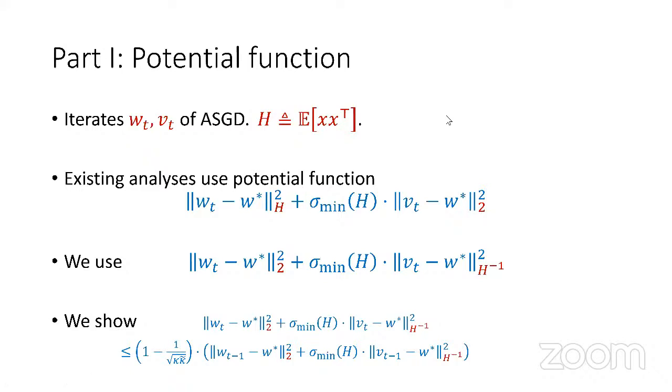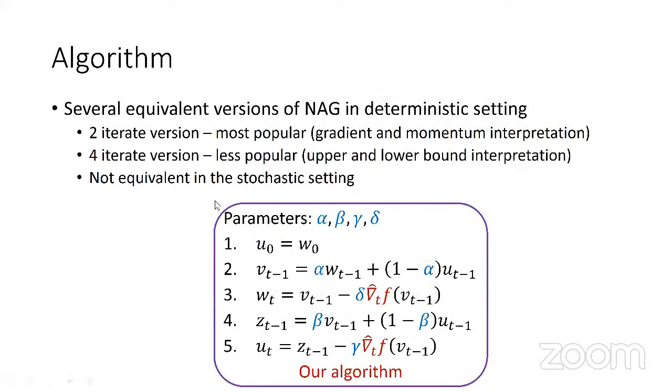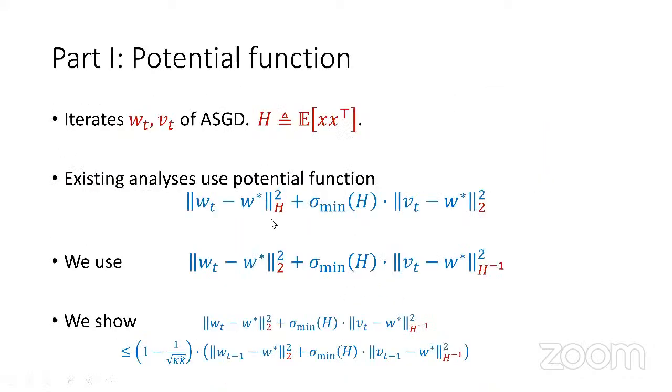So for the first part, we use a potential function, which is inspired by the analysis of the deterministic version of accelerated gradient descent that I described here. The main idea is to use a potential function where you track the distance between W_t and W star in the Hessian norm, and at the same time, you track the distance between V_t and W star in the L2 squared norm. Intuitively, this is the function value difference, so it's like the primal bound, and this is the dual bound, because we'll always be using gradients at V_t, and gradients at V_t certify a lower bound on the function value. So the potential function is a combination of a primal value and also a dual value.